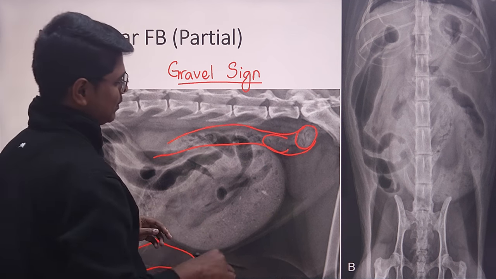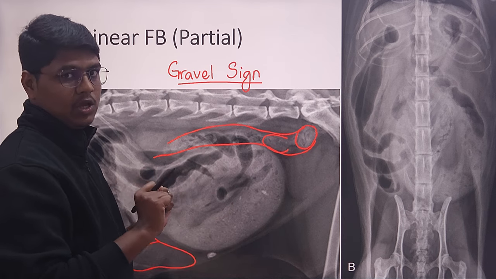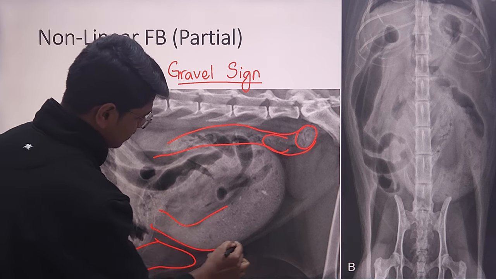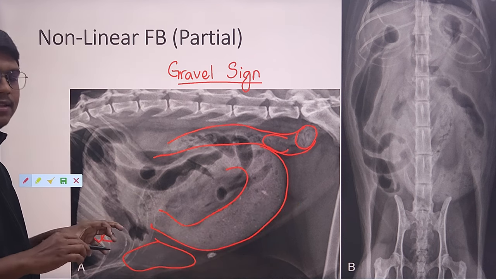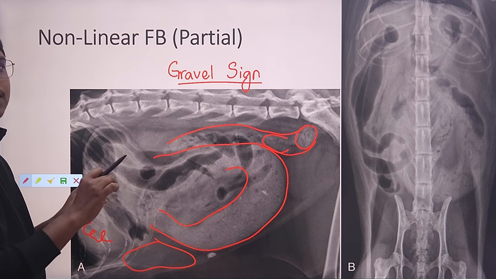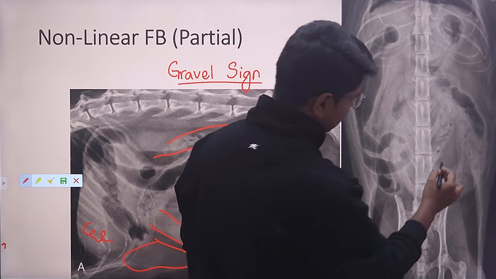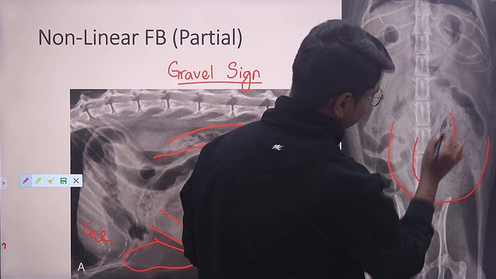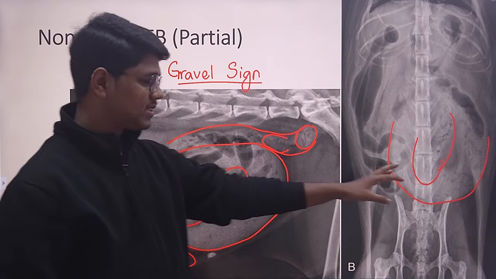So you will find fecal balls usually in the large intestine. When you find similar fecal-like materials in the small intestine, then this is known as gravel sign. Okay, this is the indication of partial intestinal obstruction. Here this is the ventrodorsal view. You can see the intestinal loop here, which is having some fecal materials. This is known as the gravel sign. This is not large intestine.